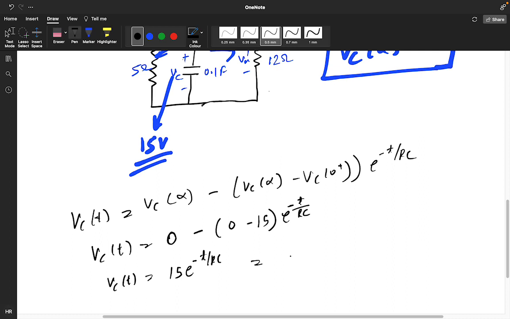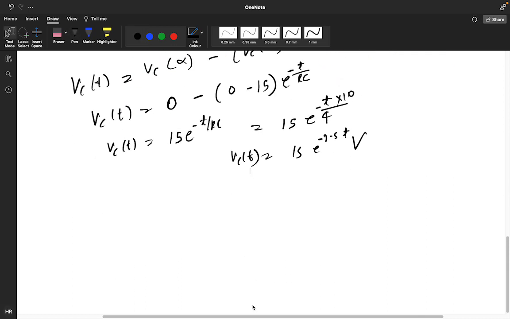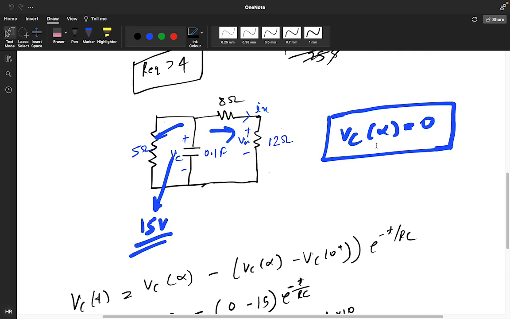If you substitute the values, what will you get? 15 e power minus t, R value is 4, the R equivalent across the capacitor, and C value is 0.1. So it will go upside and become 10. So we get 15 e power minus 2.5 t volts. This is my VC of t value. If you put t as 0, you get 15. If you put infinite, you get 0. So my equation is correct.